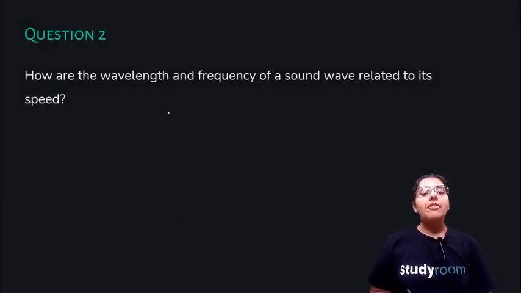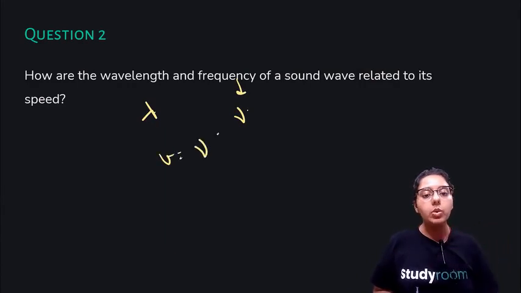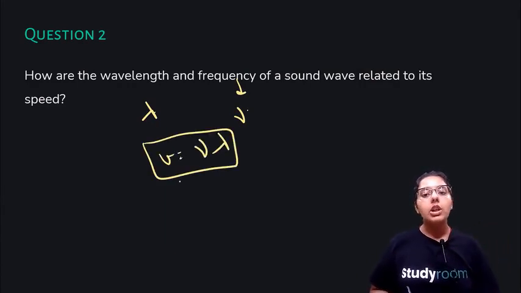So how are wavelength and frequency of a sound wave related to its speed? We know wavelength is lambda and frequency is nu. And we know that velocity is equal to nu into lambda. So this is how wavelength and frequency are related to speed. The speed is the product of wavelength and frequency.